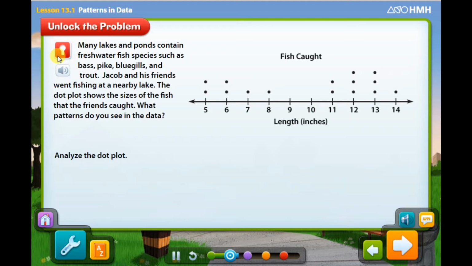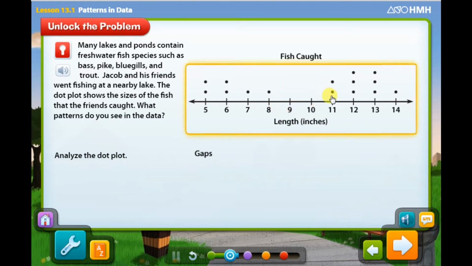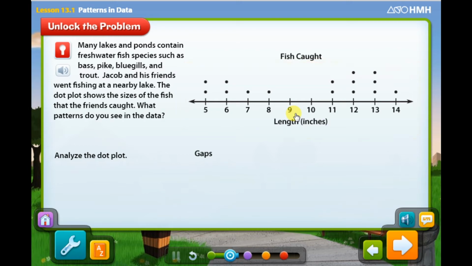To identify any patterns, let's analyze the dot plot. To determine patterns from the dot plot, look at where the dots occur. First, look for gaps within the data. What's a gap? A gap is an interval that contains no data. Are there any gaps in this dot plot? What are the numbers that contain no data? Here, it's 9 and 10. So this is the gap between the groups of data. Yes, there's a gap from 9 to 10.